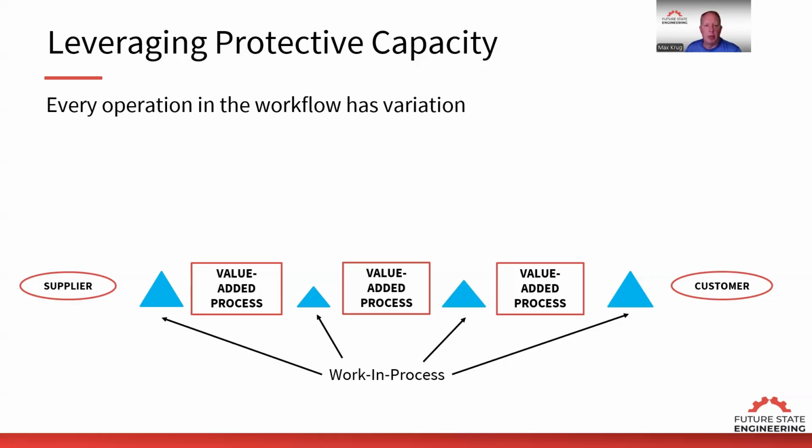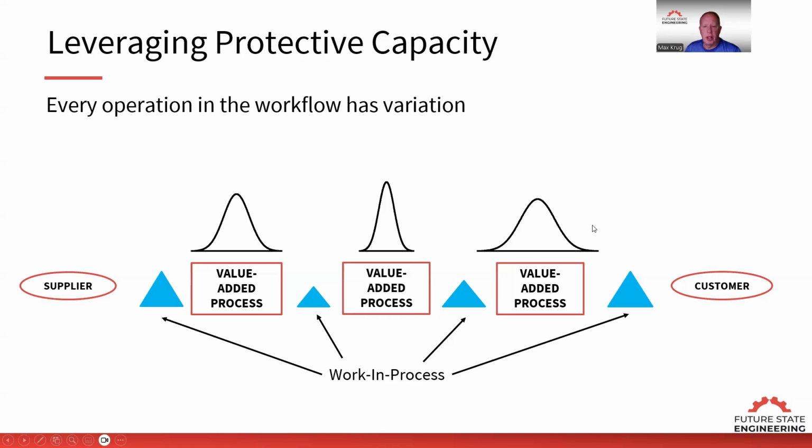So every operation in the workflow has variation. If we look at each process step, there's variation, and that variation comes from stoppages in the workflow. That can be due to resources not showing up for work. It can be due to quality issues. It can be due to doing rework on those operations. It can be due to resource downtime, not having full kit. All these things disrupt the flow.